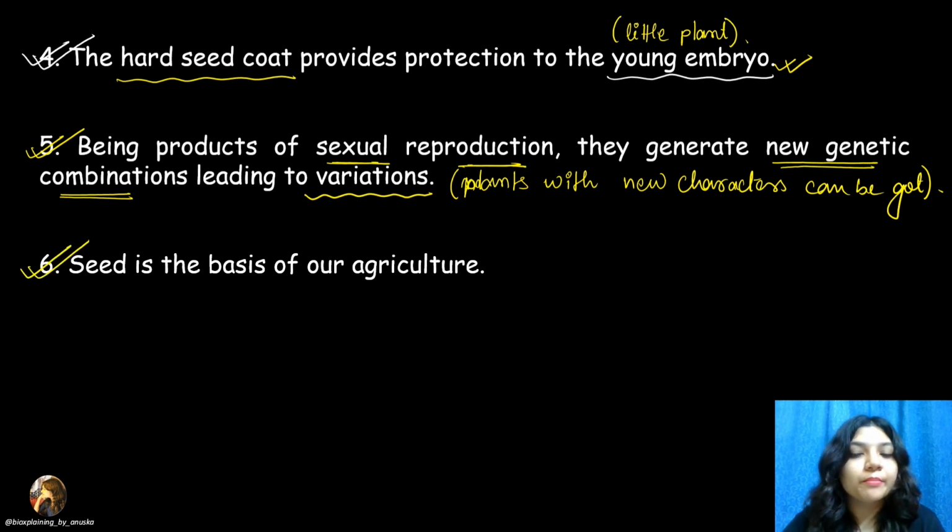Seeds is the basis of our agriculture. Ki the farmer will take the seed, plant it in the soil, provide water, rainfall will naturally irrigate the soil. Then with further care, the seeds will form various types of crops. So agriculture is absolutely dependent on the seeds.